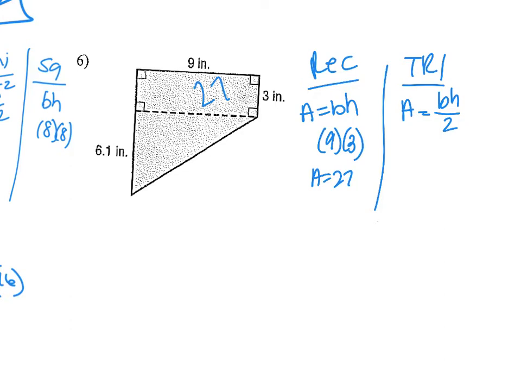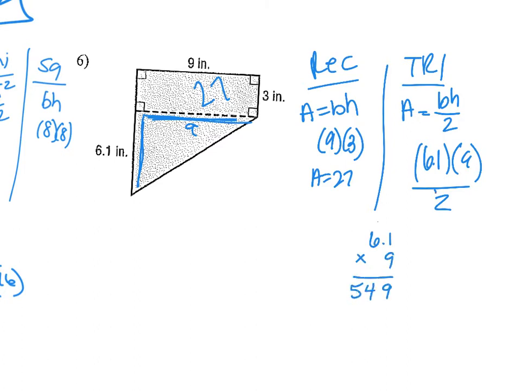The triangle, the base should be 6.1. And my height will be the same. It'll be 9, since that's the other side of that rectangle. And then we'll divide it by 2. Nope. That's an H. Divide by 2. So 6.1 times 9. And we can round that to 55. So then 55 divided by 2.